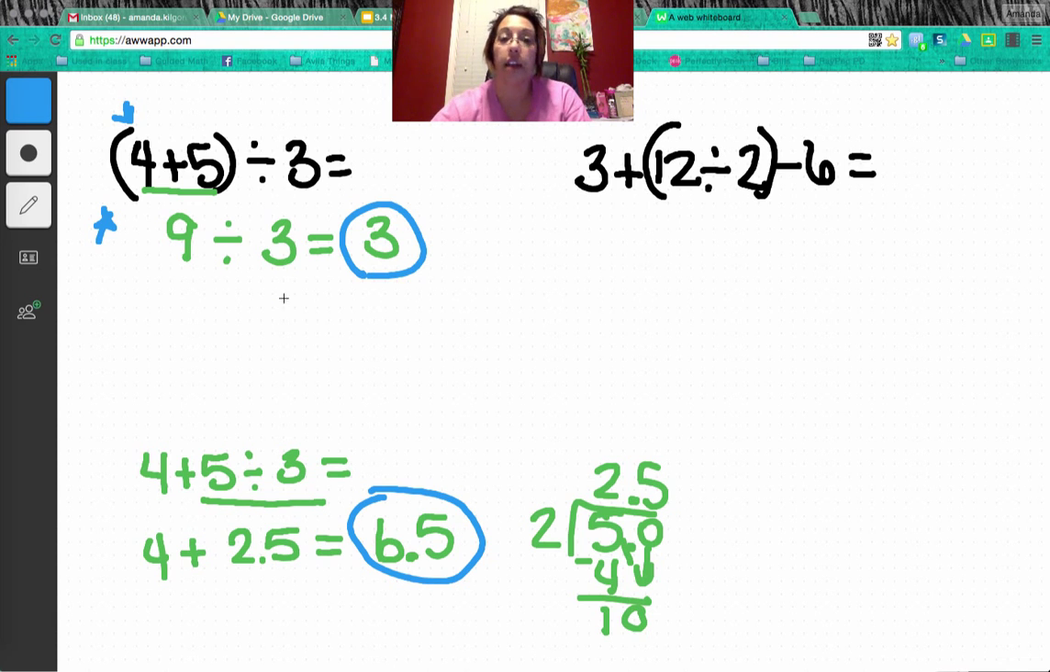So let's look at our second example over here. We have parentheses right here in the middle. Let's go ahead and put it down here without parentheses.